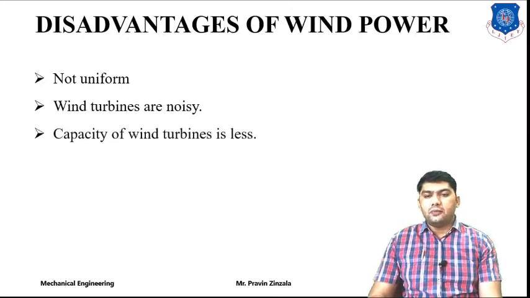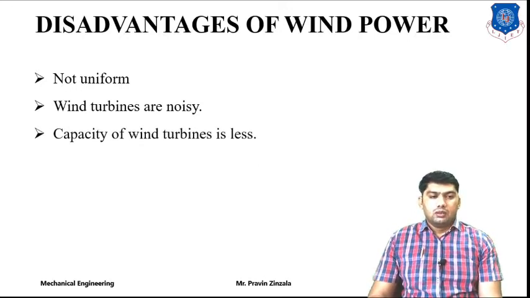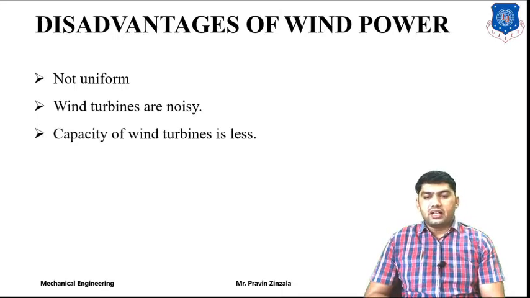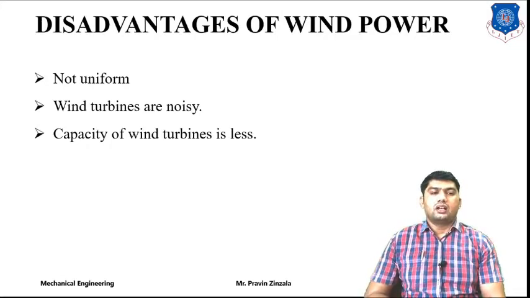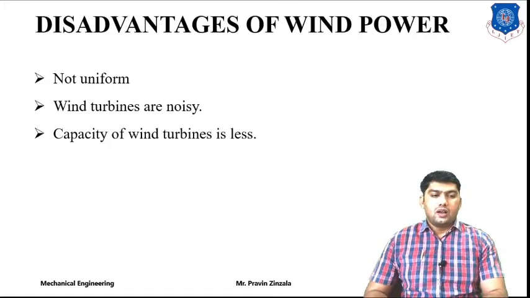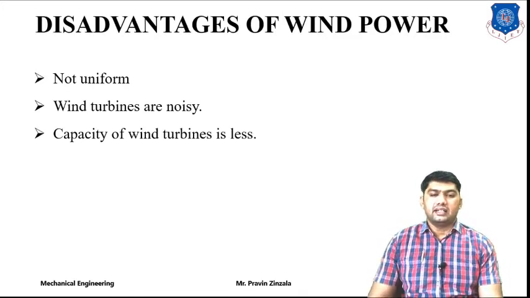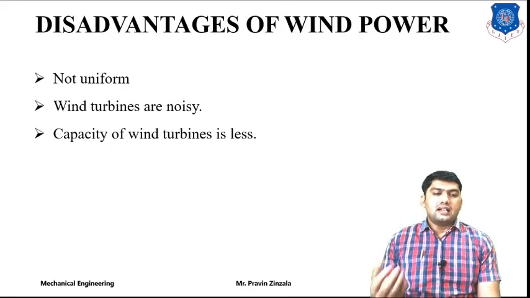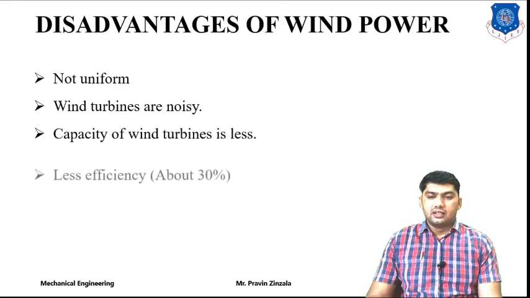Next, the capacity of a wind turbine is low, because by utilizing a single wind turbine we cannot generate 100 or 50 megawatt of power as in a thermal or solar power plant. Because a windmill has a limited capacity, we have to install a wind farm, meaning a number of windmills installed, to generate a large amount of electricity. This is a limitation of windmills. We cannot generate a large amount of electricity from a single wind turbine.